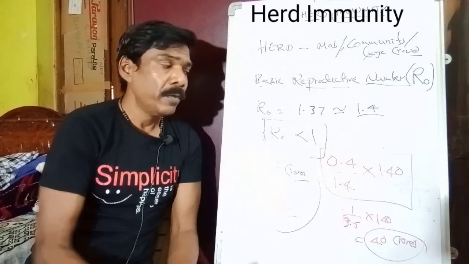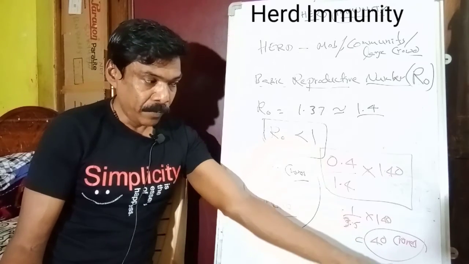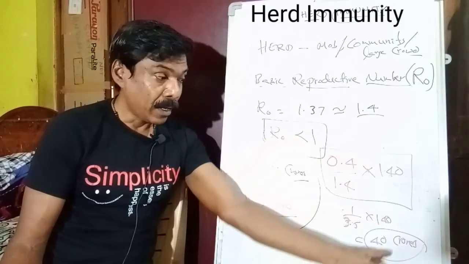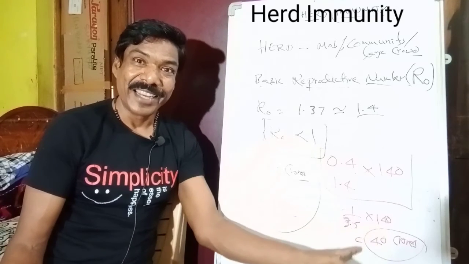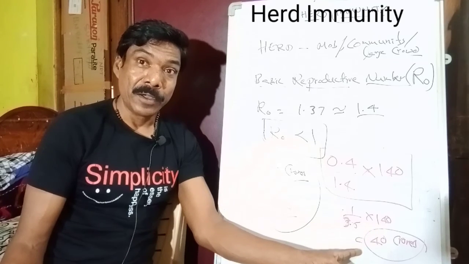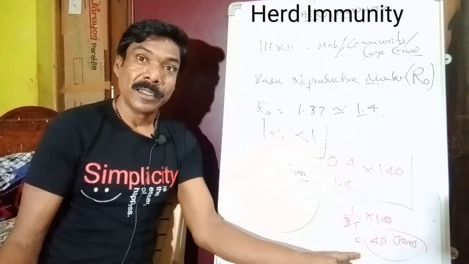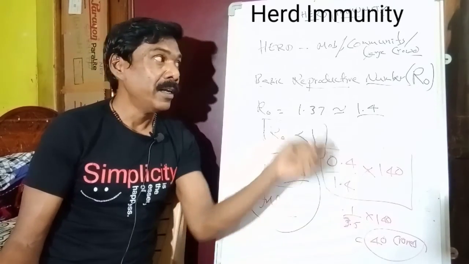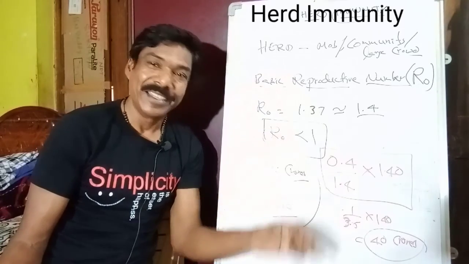But eventually, when this R naught becomes less than 1, which means for India, when 40 crores of people have attained immunity to this virus, either through natural infection or through vaccination or through plasma therapies or whatever it is, then only the natural herd immunity comes in India. Otherwise not. So that's what.